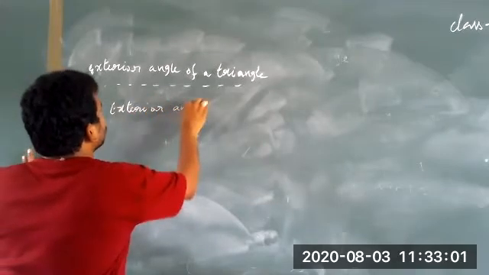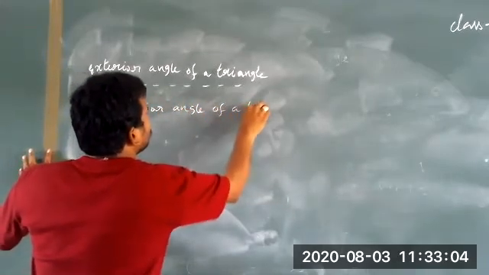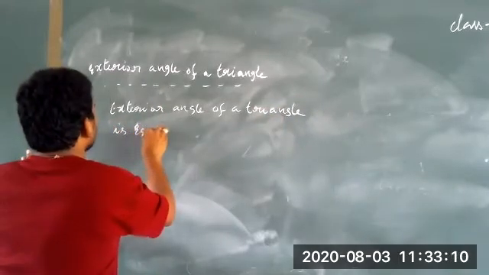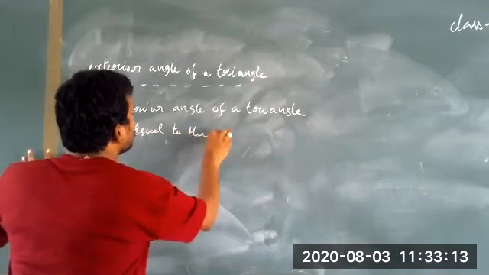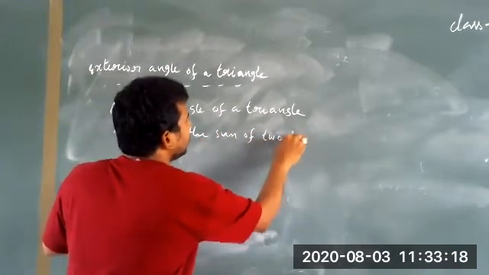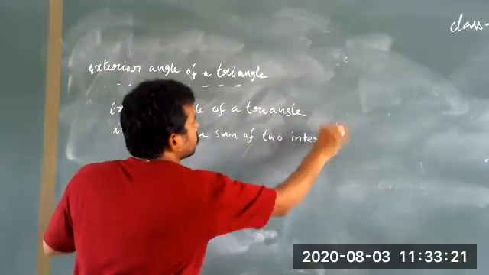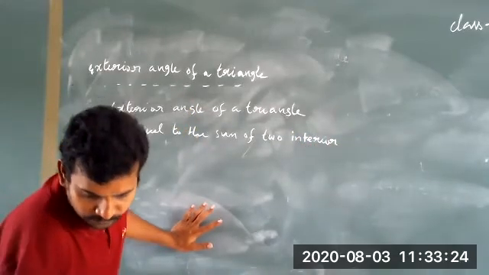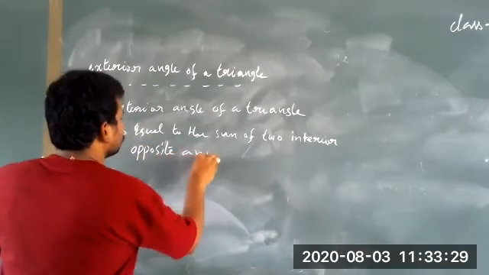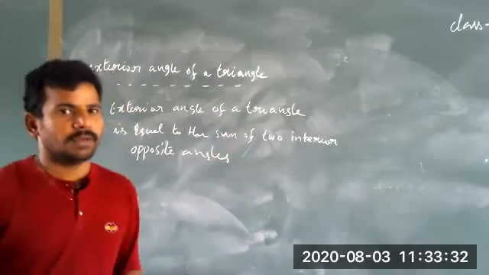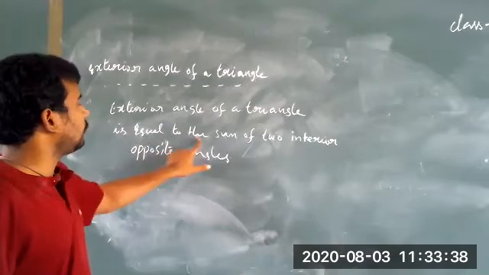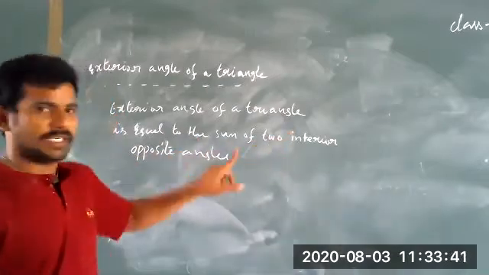The exterior angle of a triangle is equal to the sum of two interior opposite angles. See children, what about the exterior angle property? The exterior angle of a triangle is equal to the sum of two interior opposite angles.